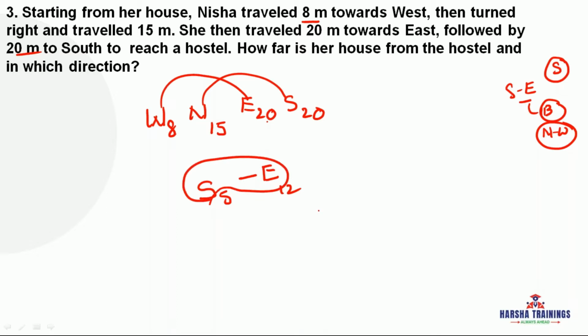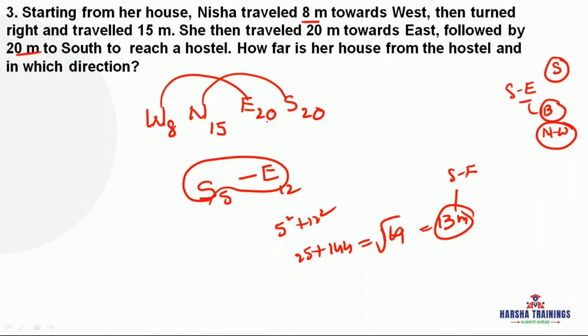Okay, only one option is southeast, then don't check the distance, guys. Okay, so for example, the distance is 5 square plus 12 square. 5 square is how much? 25. 12 square is 144. 169. Root of 169 is how much? 13 meters southeast direction. Is it clear, guys, all of you? Okay, same is given, then add, opposite is given, then subtract.